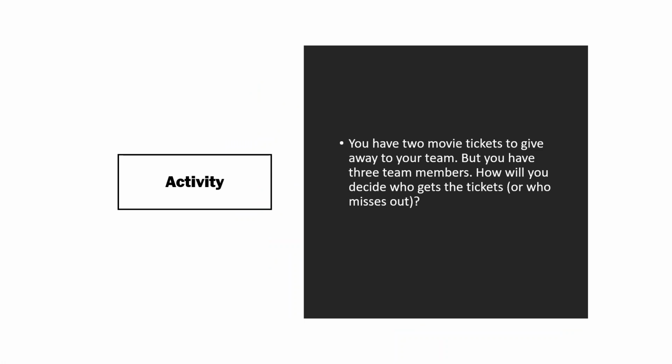You've got 2 movie tickets to give away to your team, okay? But you've got 3 team members. So you've got 2 movie tickets, 3 team members. How are you going to decide who gets the ticket? How are you going to decide? So obviously it means someone's going to miss out under the current scenario. So how would you make that decision?